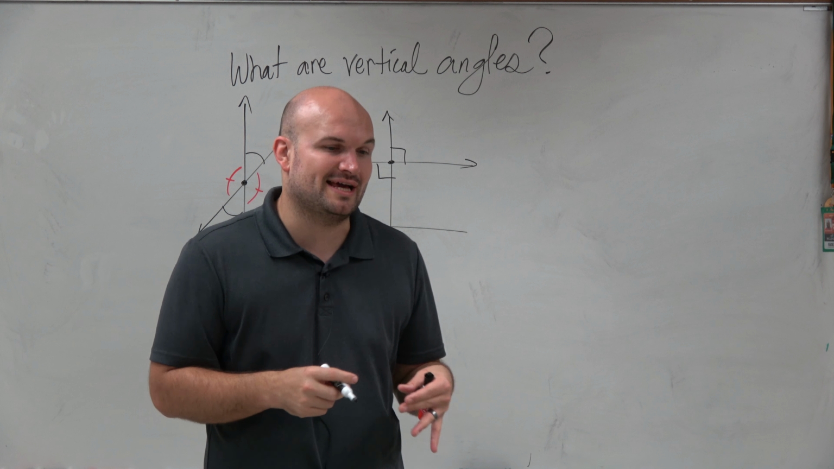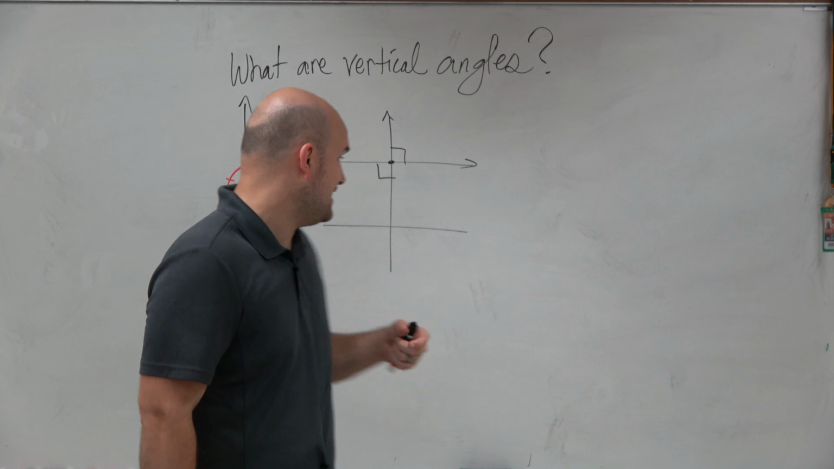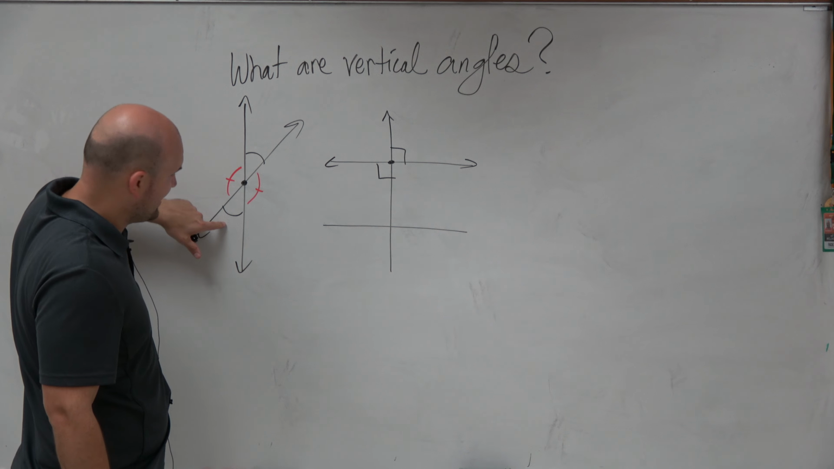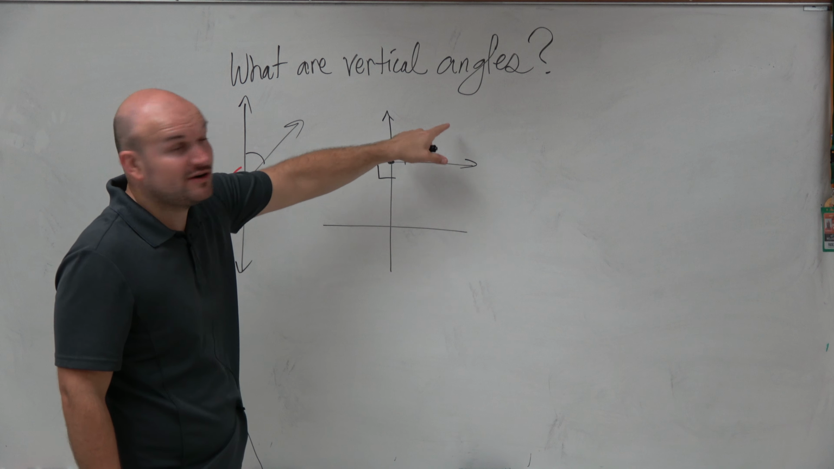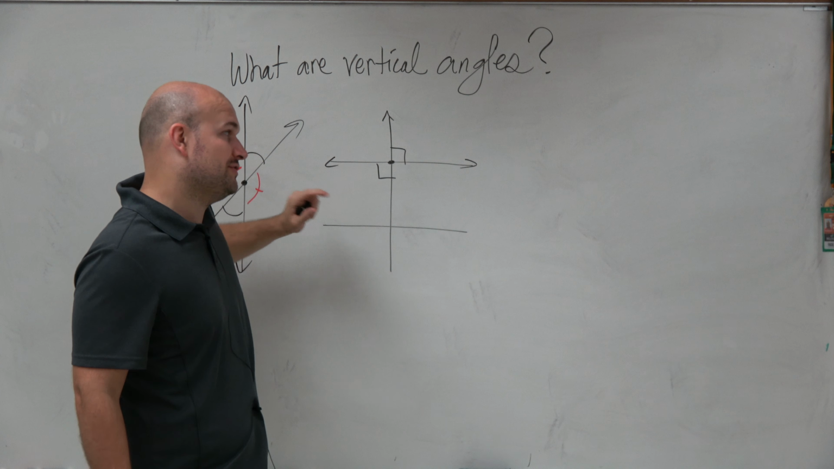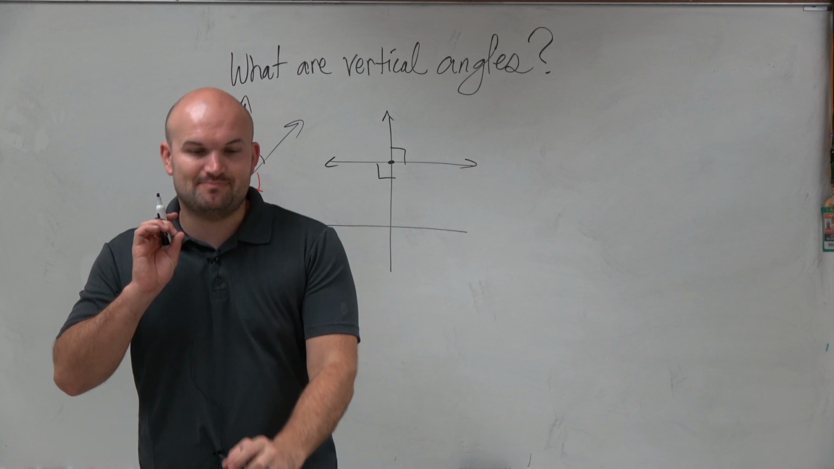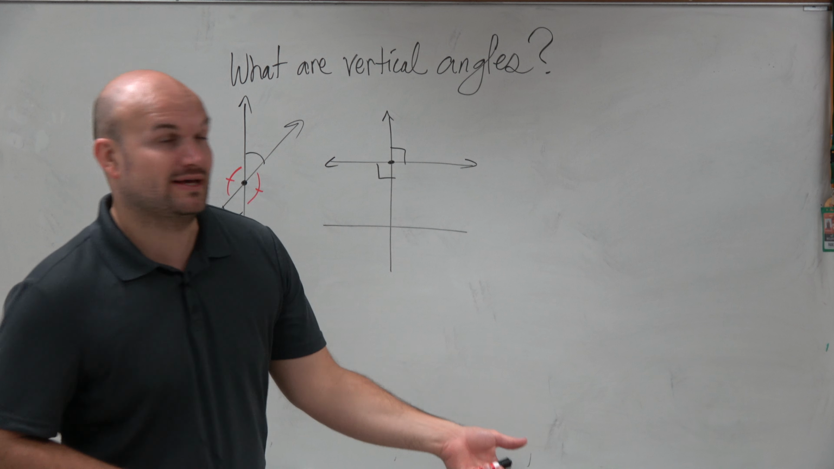What's important about vertical angles is that their measures are exactly the same. So whatever this measure is, that angle has to be exactly the same. If this is 90 degrees, then that one has to be 90 degrees. That's the basic definition of what vertical angles are and where they come from.